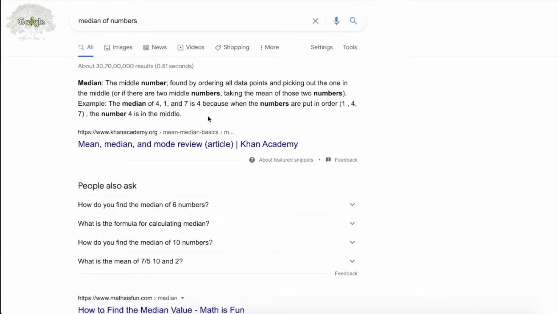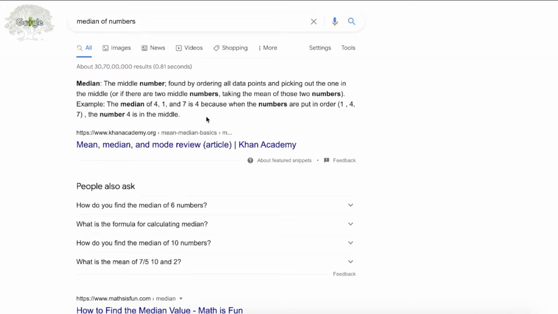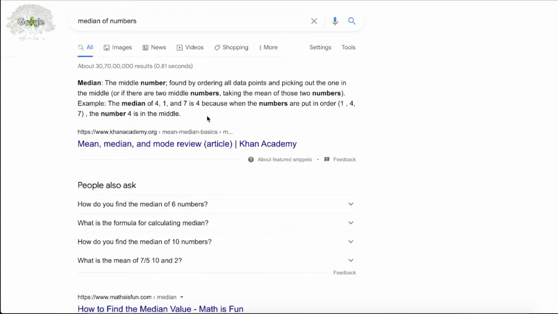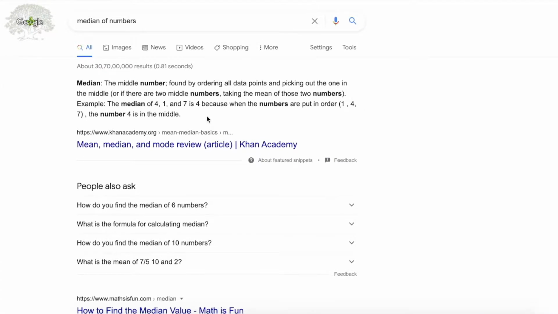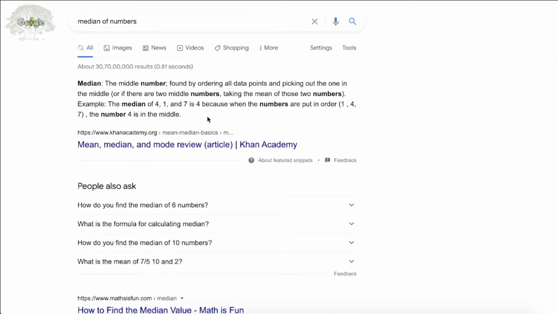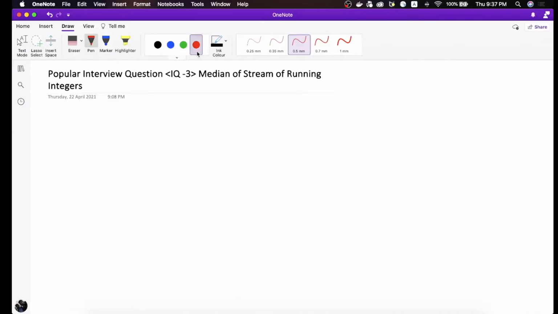So in normal mathematics, the median of a particular set of numbers is considered as the middle number within the set if the numbers are arranged in ascending order. For example, we are given a set of numbers like 1 to 7. And if I want to find out the median, the first objective will be to sort this array in ascending order. Over here, this array is already sorted in ascending order.